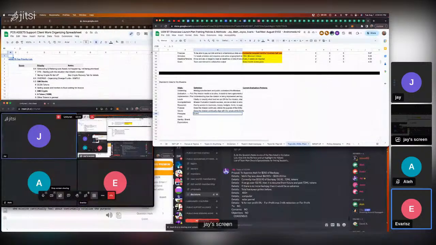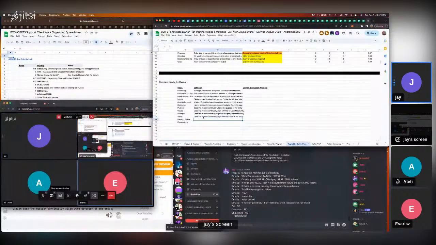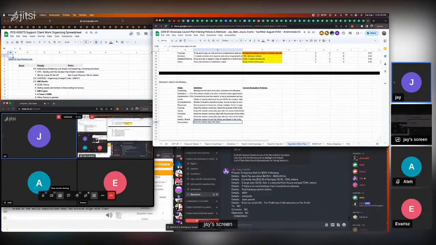Principles. Does the mission continually align with the principles of the entity? So, anyways, a lot of these are very related. Vision. Does the mission continually align with the vision of the entity? Identity and brand, does the mission fit with the identity and brand of the entity? Expectations, does the mission align with clear ongoing expectations for the entity?